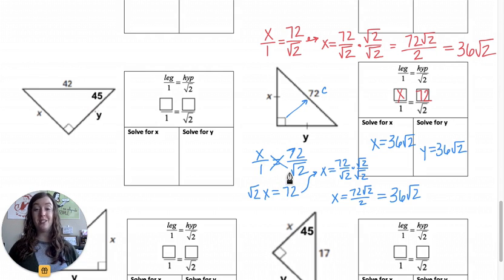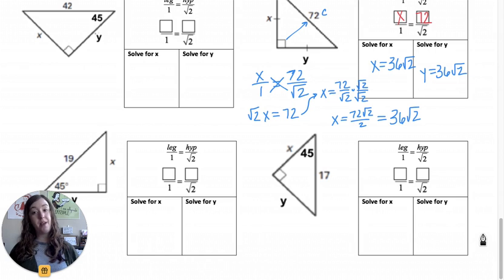Or we can cross multiply and get square root 2 times x equals 72. Then divide by the square root of 2 and go through the same rationalizing again and we'll get the same answer. Okay, so these next ones are going to come out a little bit gross.